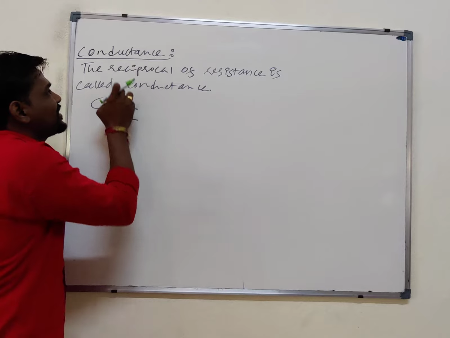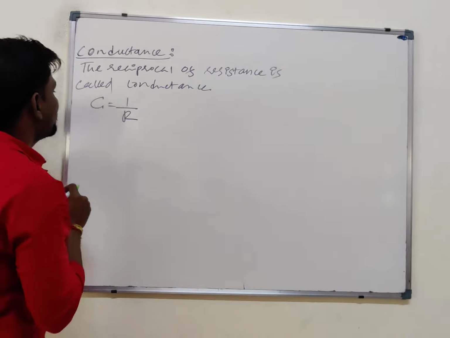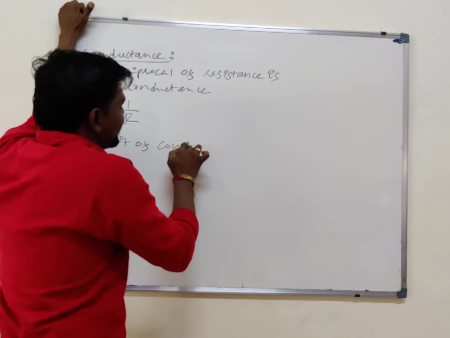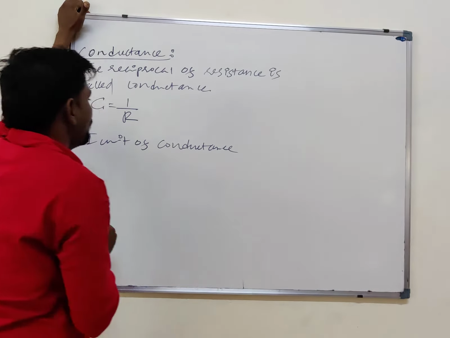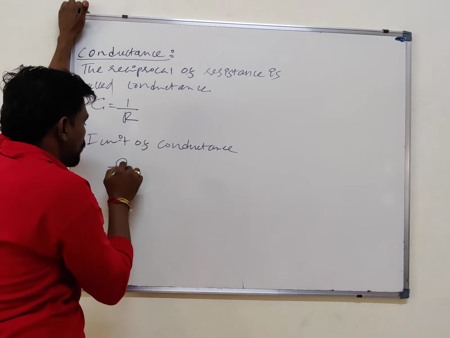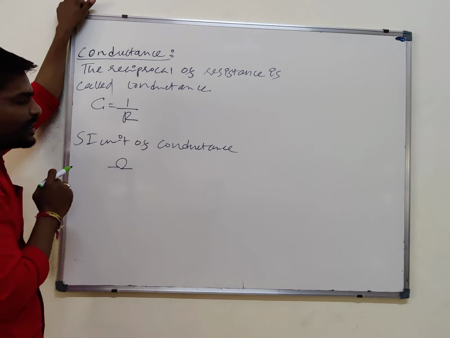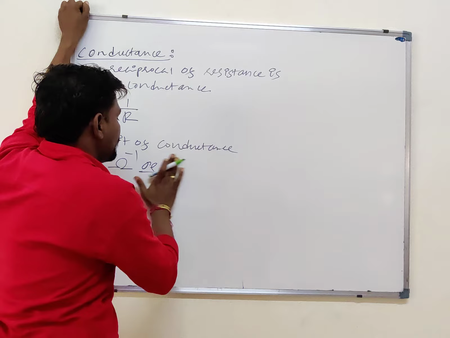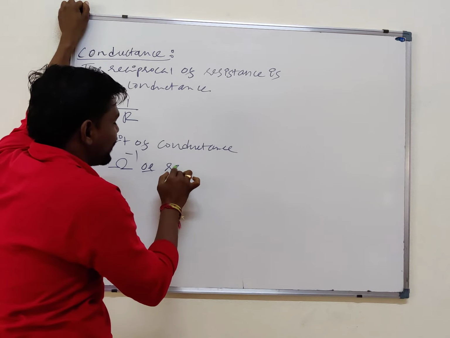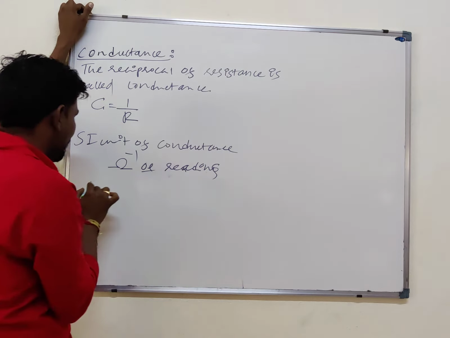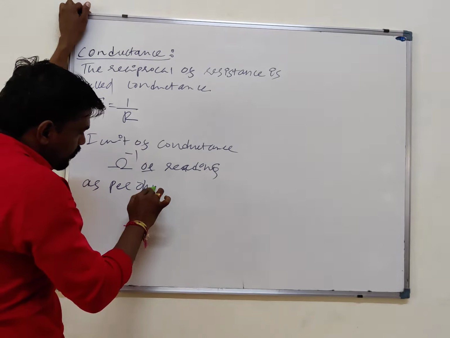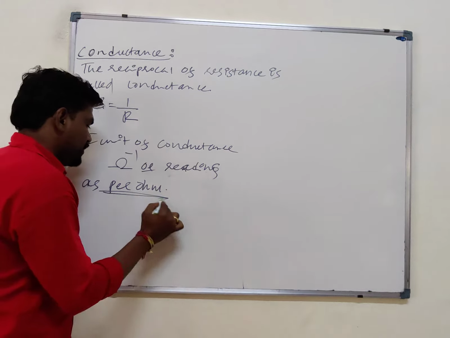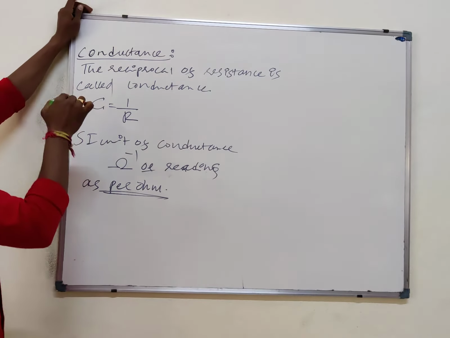What do we call the reciprocal of resistance? We call it conductance. The SI unit of conductance is the reciprocal of ohm, that is per ohm, also written as mho. Resistance is measured in ohm, so conductance is per ohm. That is conductance.